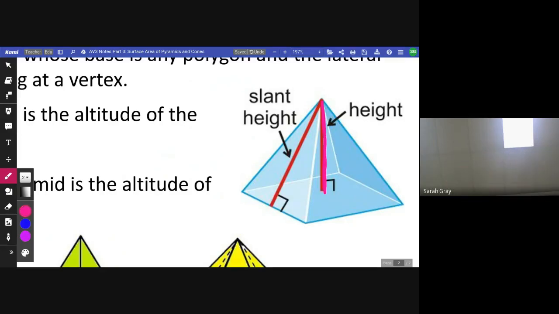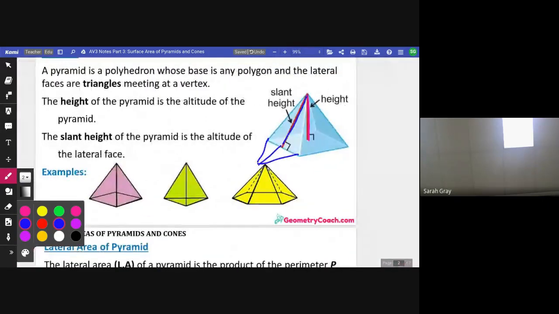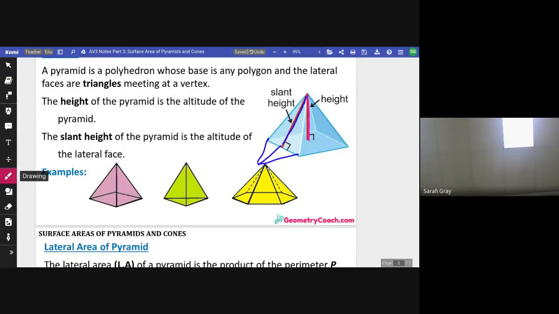The line that we're going to use for surface area is the slant height, which is the height of the actual triangle. Like if you were to unfold it, that slant height would be the height of the triangle. It's called a slant height because it's slanty. All right, and then you've got a couple examples of different types of pyramids there.